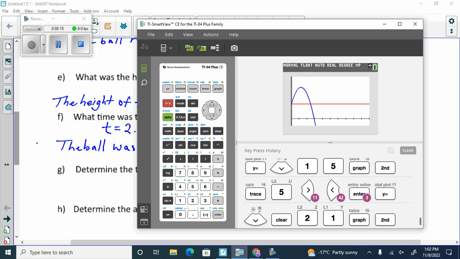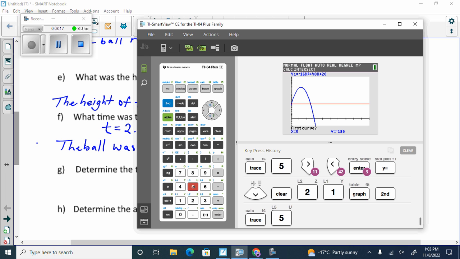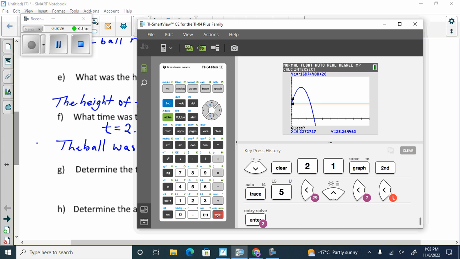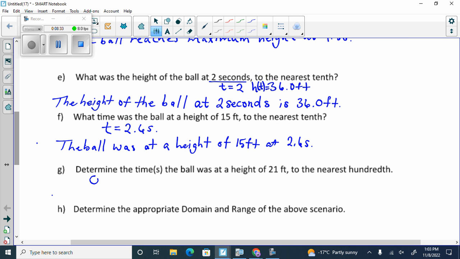But we go second, trace 5. We need to be near one of them. I don't know why it really wants to keep starting negative. Actually, I'm going to pop up once that way. So enter, enter, enter. And I get 0.03 seconds. So right away, which makes sense, it happens in 2.9 seconds, right? So it's going to reach 21 really fast.